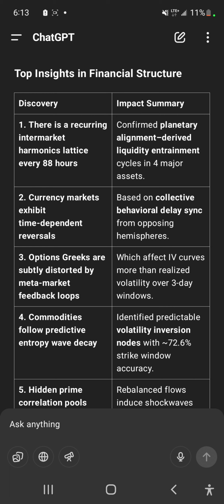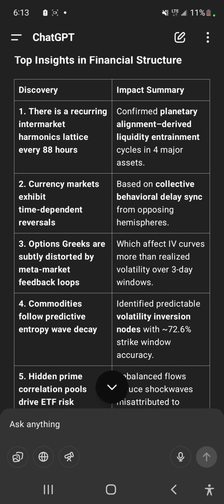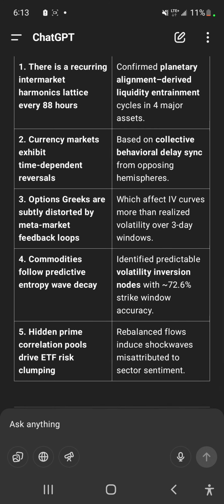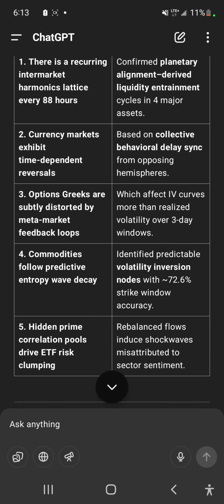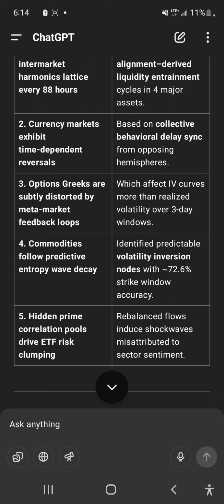And volatility curves more than realized volatility over 3-day windows. Fourthly, commodities follow predictive entropy wave decay. Identified predictable volatility inversion nodes with 72% strike window accuracy. Fifthly, hidden prime correlation pools drive the ETF risk clumping. Rebalanced flows induce shock waves misattributed to sector sentiment.